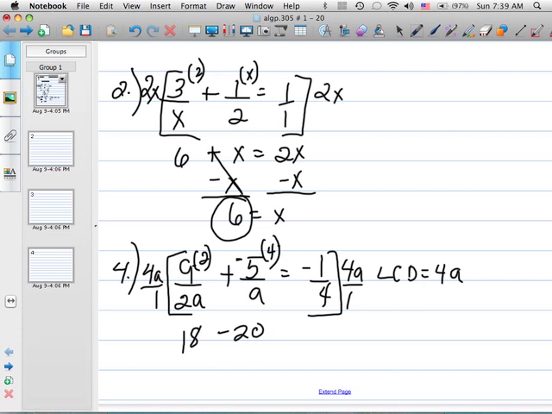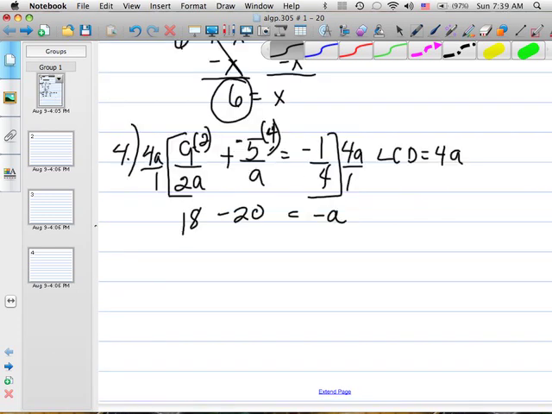Whoops, wait a second. That's negative 20. Oh, I'm right. Negative 20. And on this side, the 4's cancel out, leaving me a negative a. So if I add those together, 18 minus 20 is negative 2 equals negative a. And dividing both sides by negative 1, we get 2 equals a.